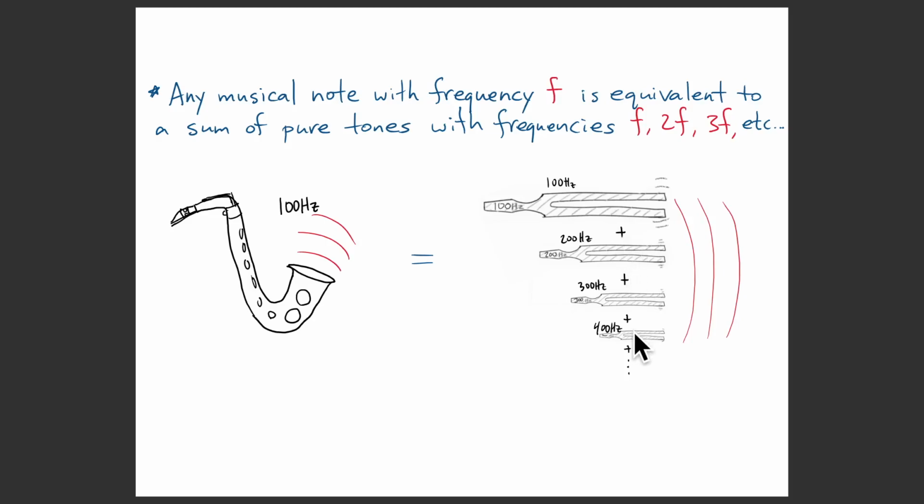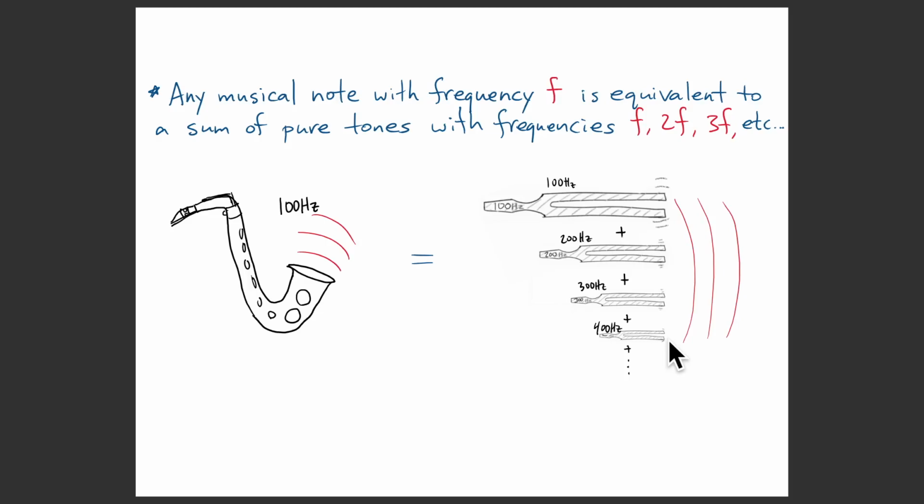So in principle, I could have a collection of these tuning forks that play pure tones, and if I chose the frequency of the lowest one to be the same as the note on the saxophone, and then I chose the higher ones to be multiples of that, and I picked the right amplitude for each one, then according to this, the combination of those things would sound exactly like a saxophone note. And we could do the same thing for a cello note or a piano note.